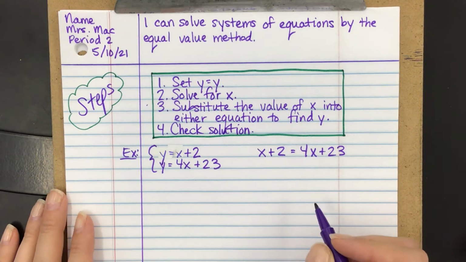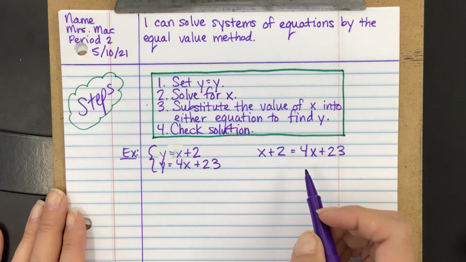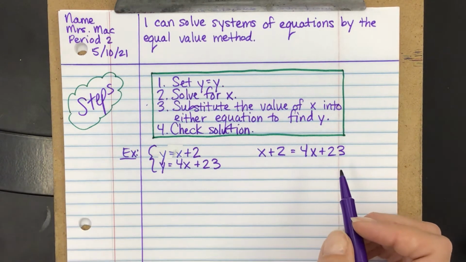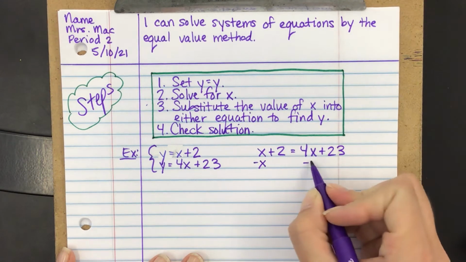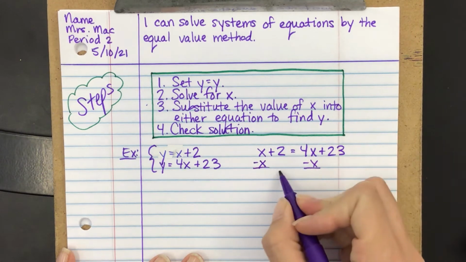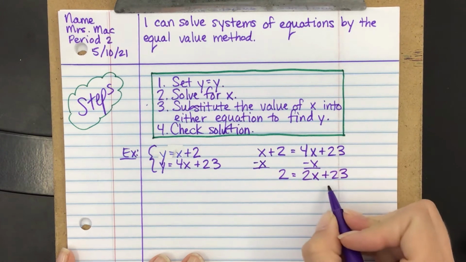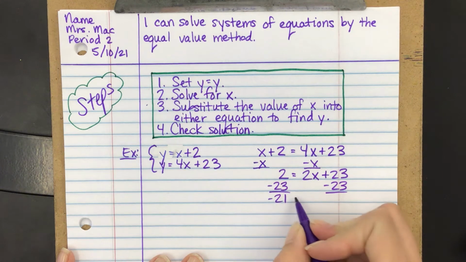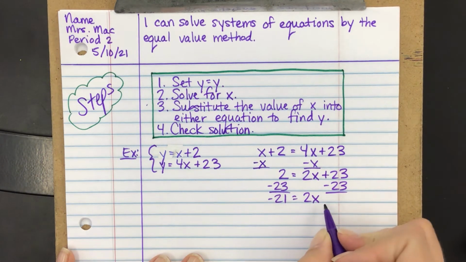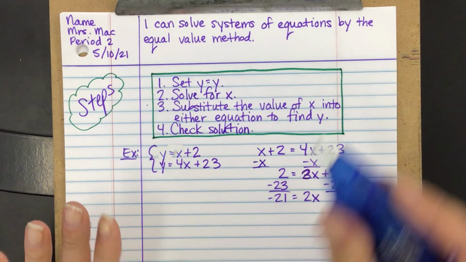Did I answer your question? Do you understand why we can say that those two things are equal? Okay. Now all I have to do is solve for x. So I'm going to do that. I'm going to solve this equation for x. Okay, I'm going to go through the whole process here. Oh, I got 2. That should be 3 here.